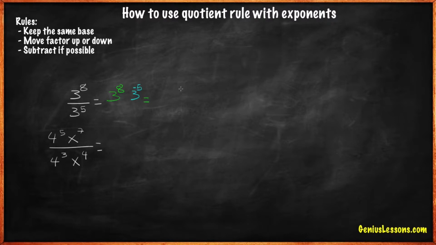In this case, we keep the same base and add the exponents. 8 minus 5 equals 3. So we end up with 3 to the 3rd power equals 27.